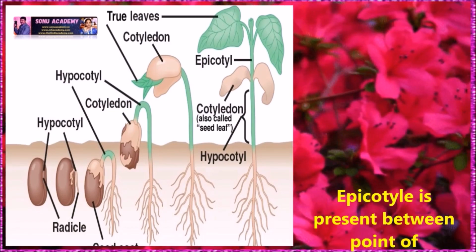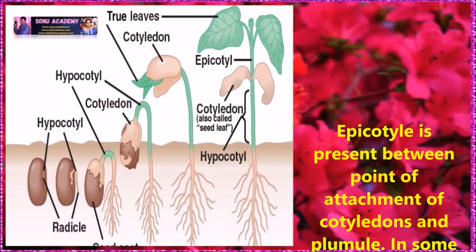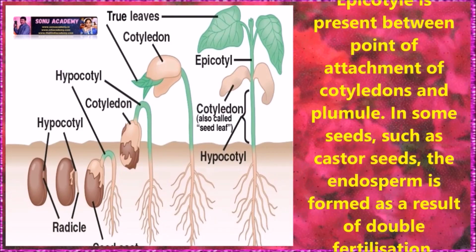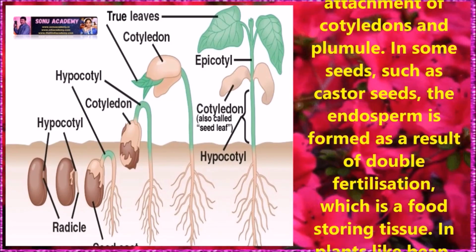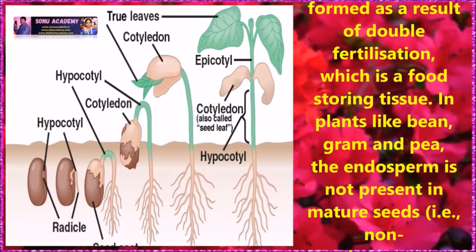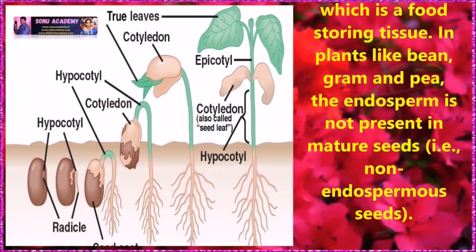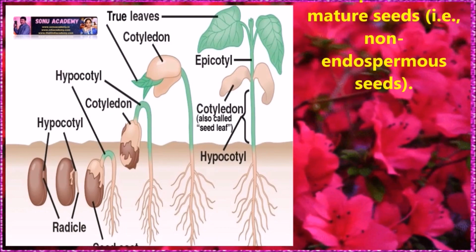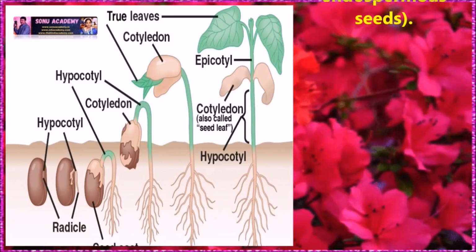Epicotyl is present between the point of attachment of cotyledons and the plumule. In some seeds, such as castor seeds, the endosperm is formed as a result of double fertilization, which is a food storing tissue. In some plants like bean, gram and pea, the endosperm is not present in mature seeds, that is, non-endospermic seeds.